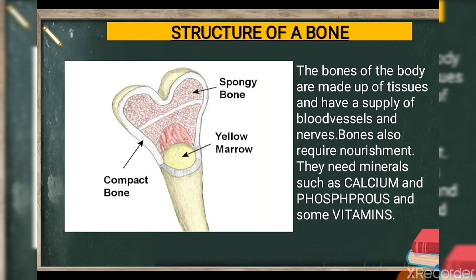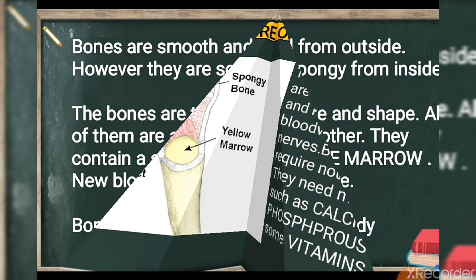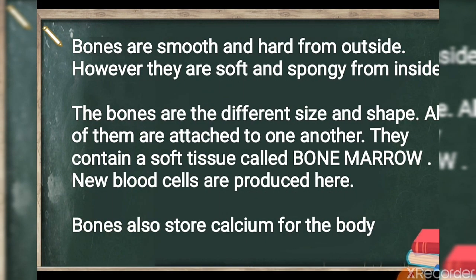Now, bones are smooth and hard from outside. However, they are softer and spongy inside. Yes, our bones are very spongy and soft from inside, and outside they are very hard. The bones are of different sizes and shapes. All of them are attached to one another. They contain soft tissue called bone marrow. Yes, this is the bone marrow. It is a fluid that protects your bones from collapsing, and it gives flexibility to the bone with the help of cartilage.